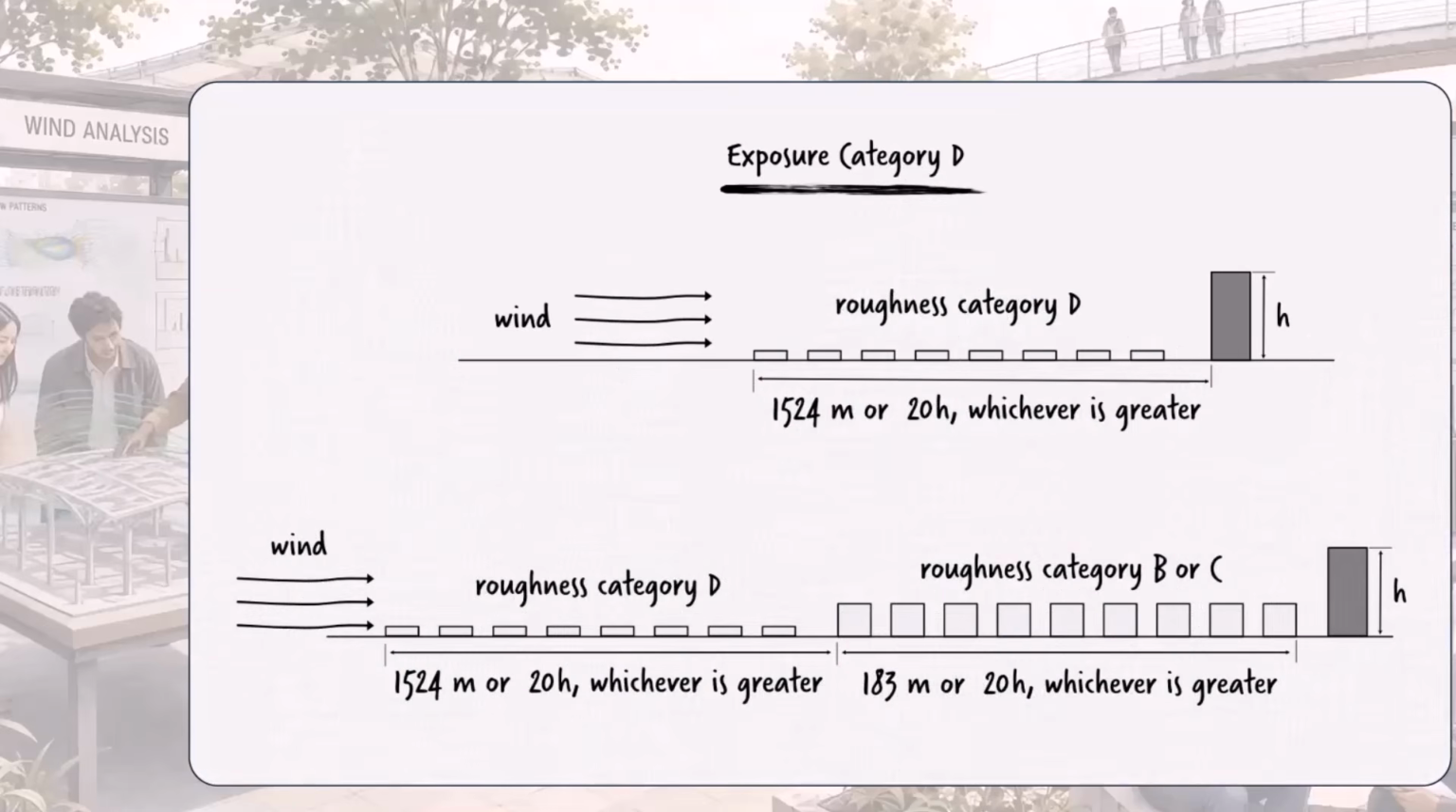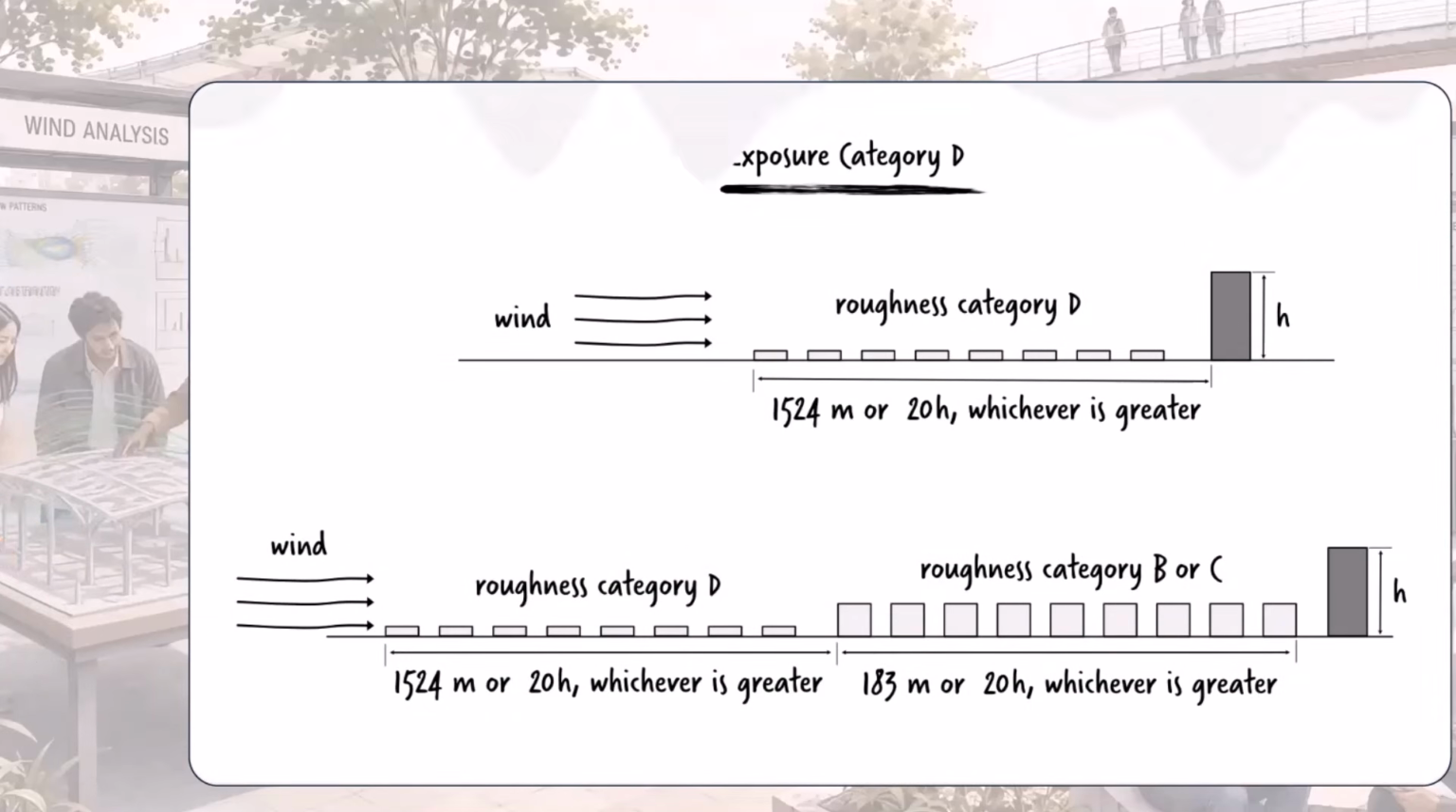What about exposure Category D? For this, one of two things needs to be true. Either the terrain has surface roughness Category D for at least 1,524 meters in the wind direction, or the terrain near the structure is Category B or C for no more than 183 meters, or 20 times the structure's height, whichever is greater, and beyond that, the roughness extends as Category D for at least another 1,524 meters.